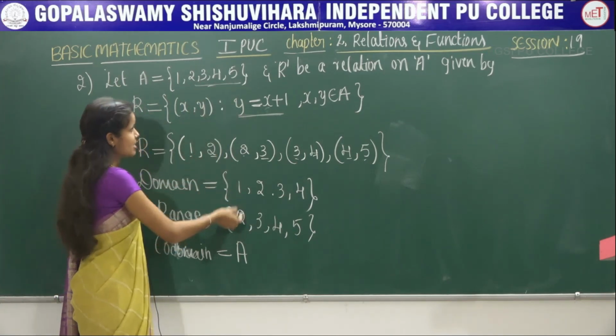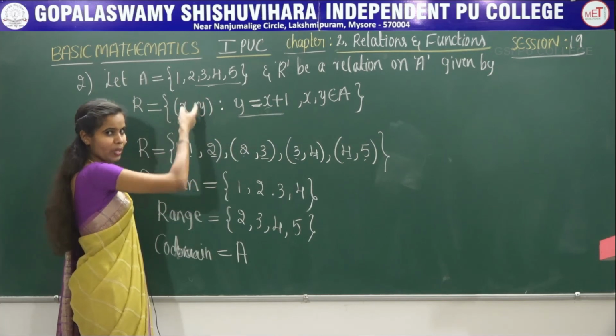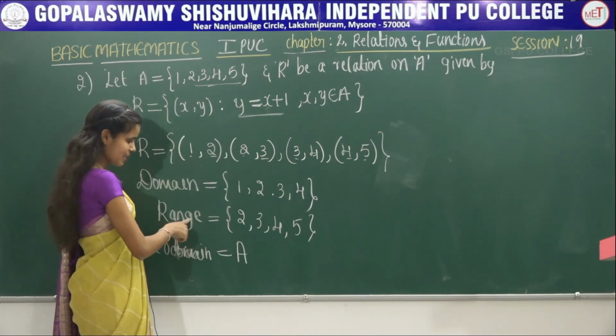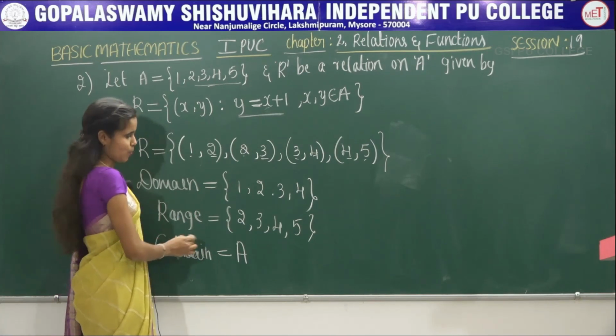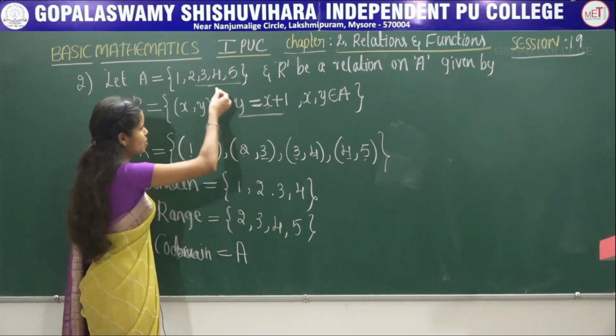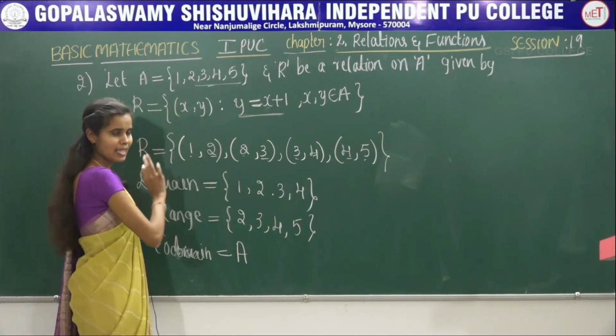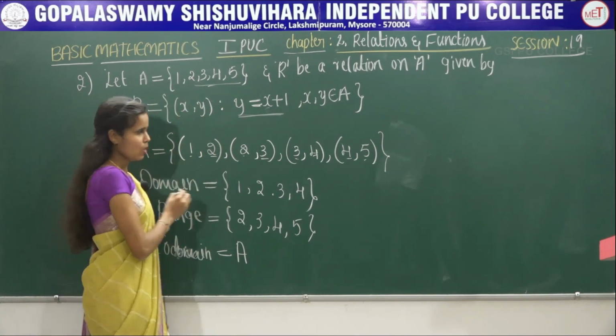Here observe, range is a subset of codomain. In the previous example, range was equal to codomain. In this case, range is a subset of codomain. Only 4 elements belong to the range here, therefore it is not equal, but it is a subset. Range is a subset of codomain.